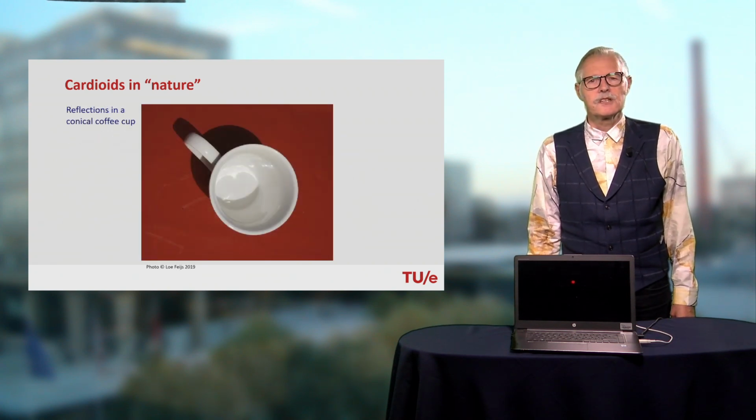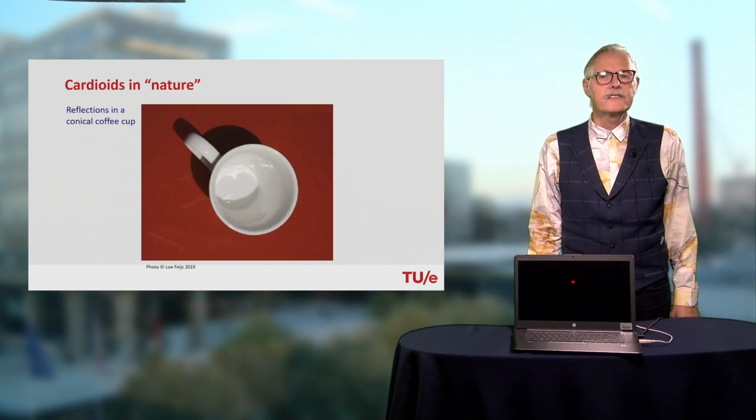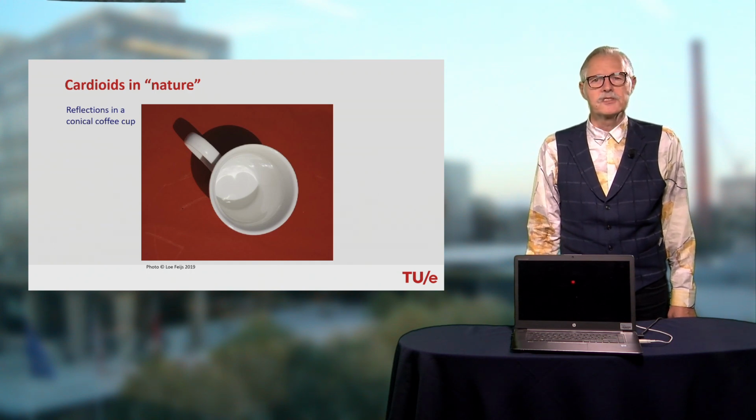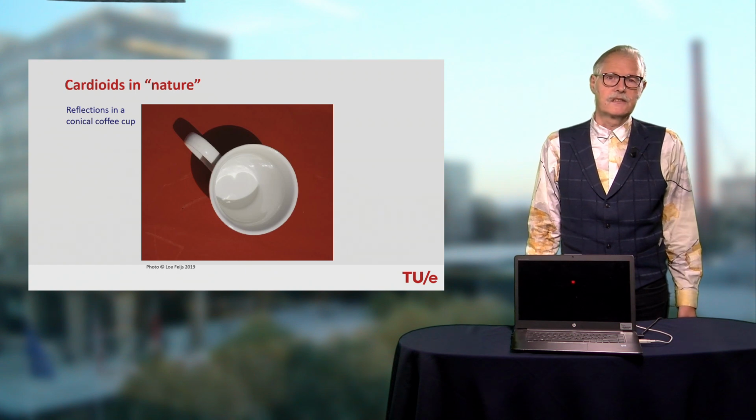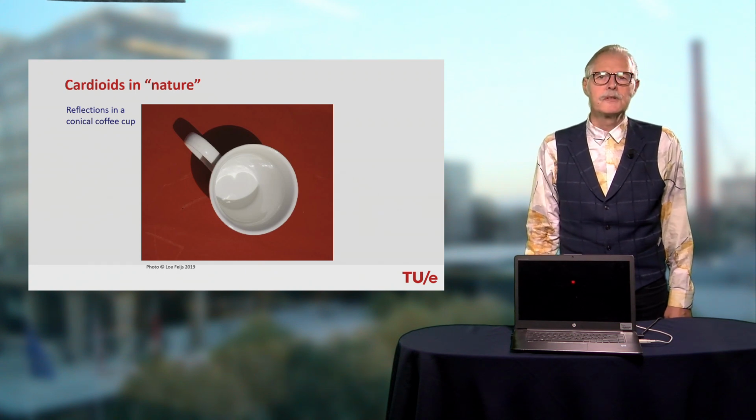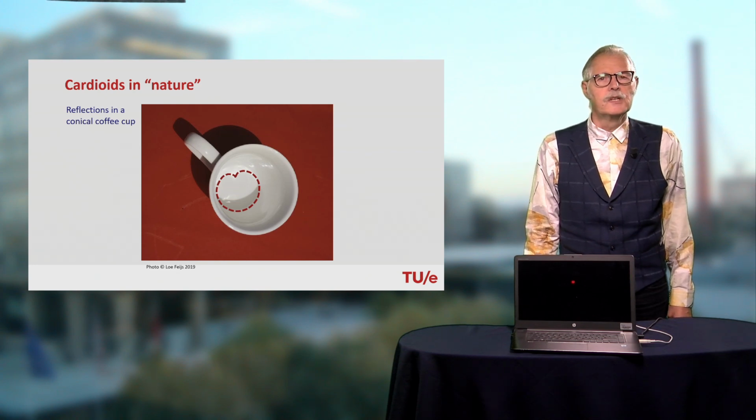Here you see a coffee cup. It's my own coffee cup, and when the light shines in it from the side, this is a conical cup, there will be this light effect at the bottom of your cup. Here you see it, and it has always this typical form which we call a cardioid.